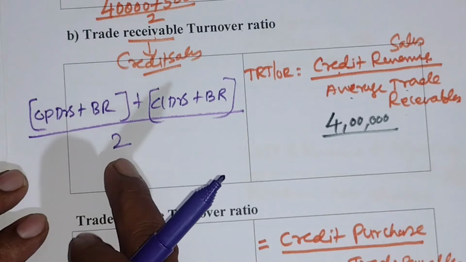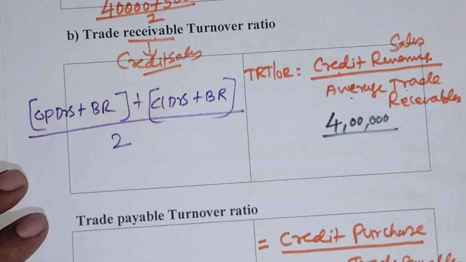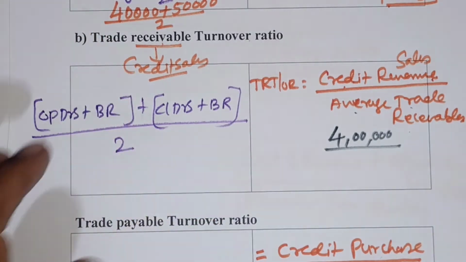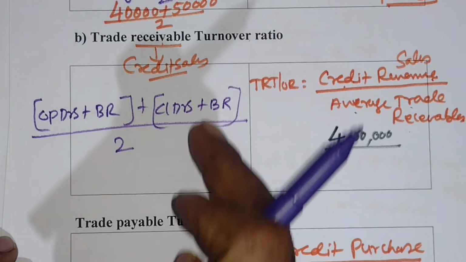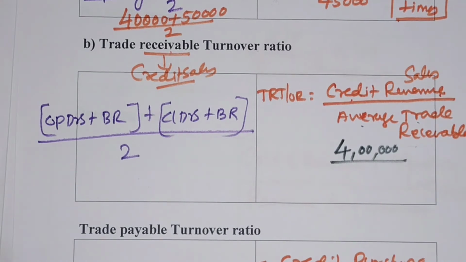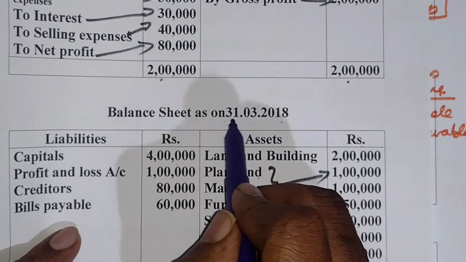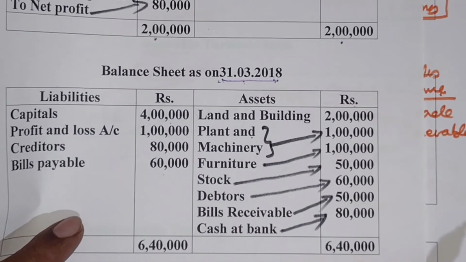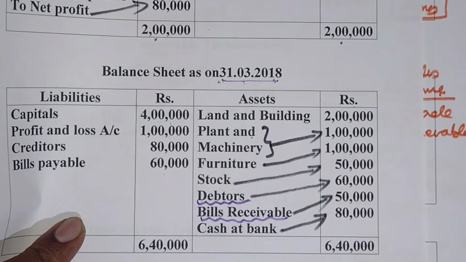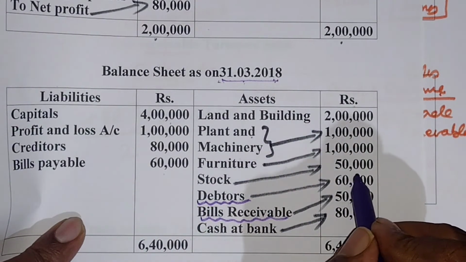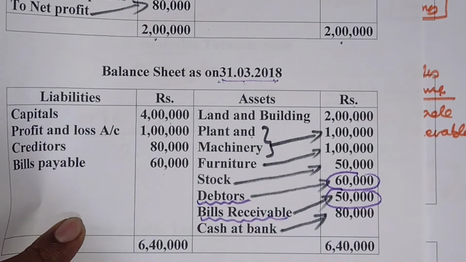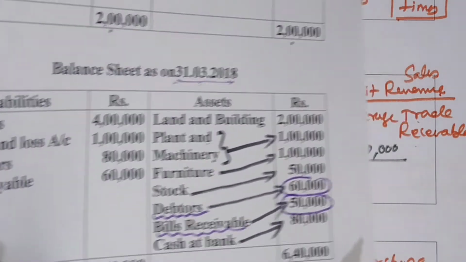So this formula will be applicable only if all the given data is available. If any of the data is not available, it cannot be divided by 2. In case opening is given and closing is not given, or closing is given and opening is not given, under that situation you cannot divide it by 2. Here the balance sheet date is 31st March 2018, the closing date. On that closing date, only debtors and bills receivable are given. The debtors amount is 60,000 and the bills receivable amount is 50,000. So only closing balance is given and opening balance is not given. Therefore, we cannot divide it by 2.